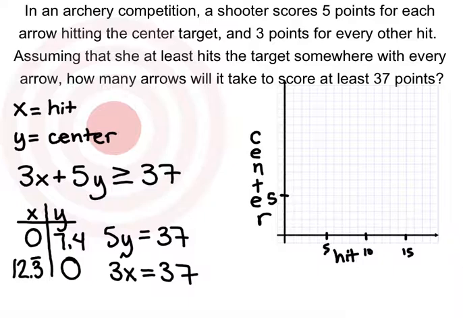Okay, go up 5 more. 1, 2, 3, 4, 5, label it. Then I'm going to plot my points. Grab a different color. So my first point is 0, 7.4, and that's my y-intercept, so I approximate where that is.